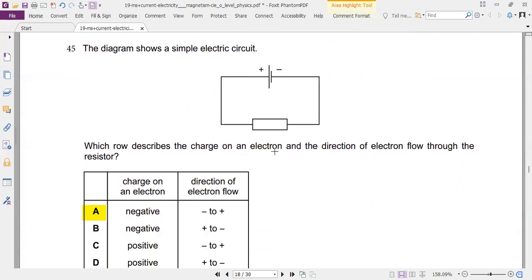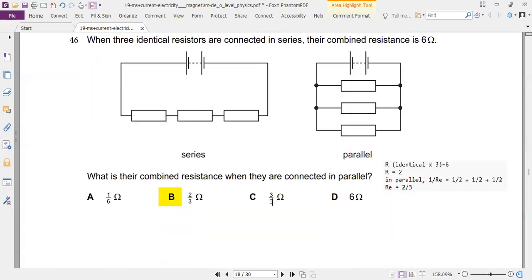Charge on an electron is negative always, and it flows from the negative terminal to the positive terminal. So A is the correct choice.